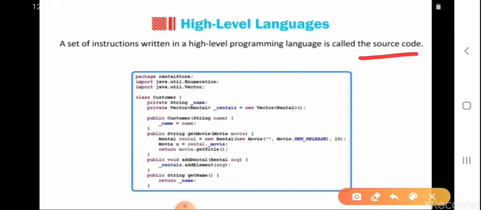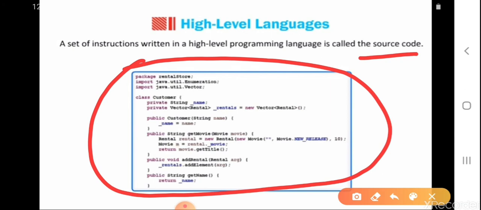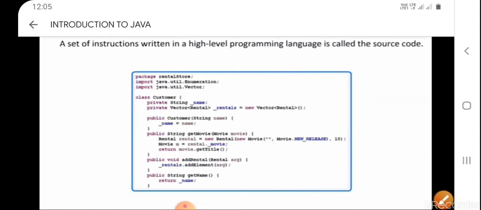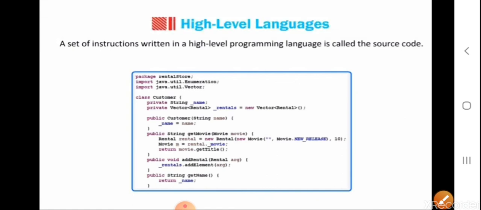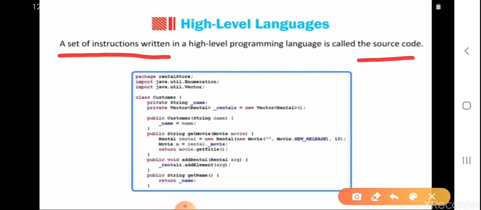So, if you write something in a high level language, for example, in the previous class, we had written different types of Java programs, right? So what were we writing? We were writing the source code. A set of instructions written in a high level programming language is called the source code. This is a very important definition.